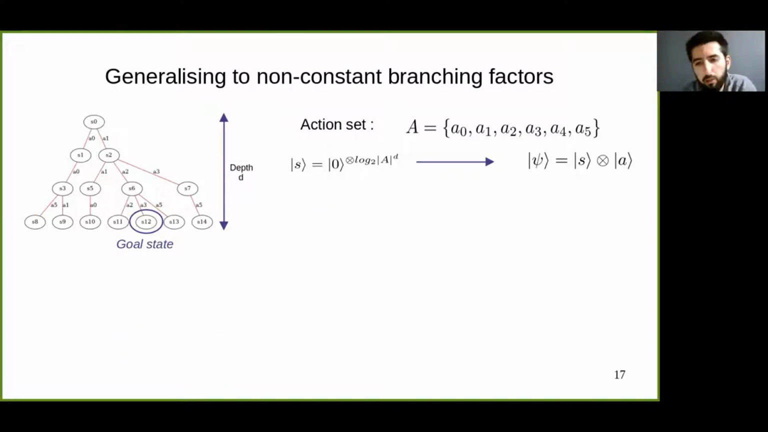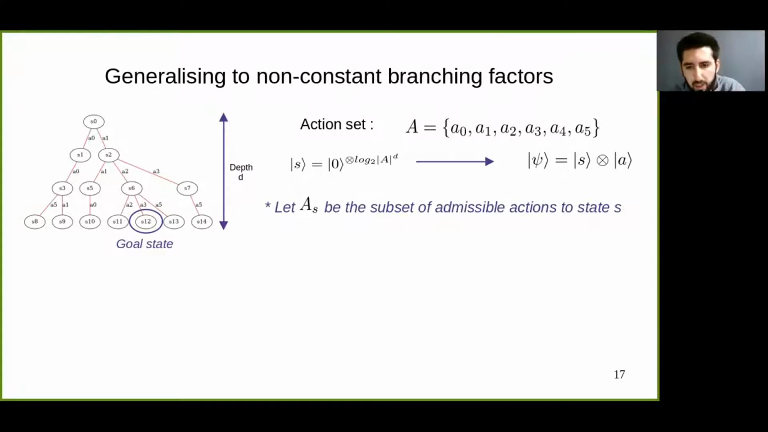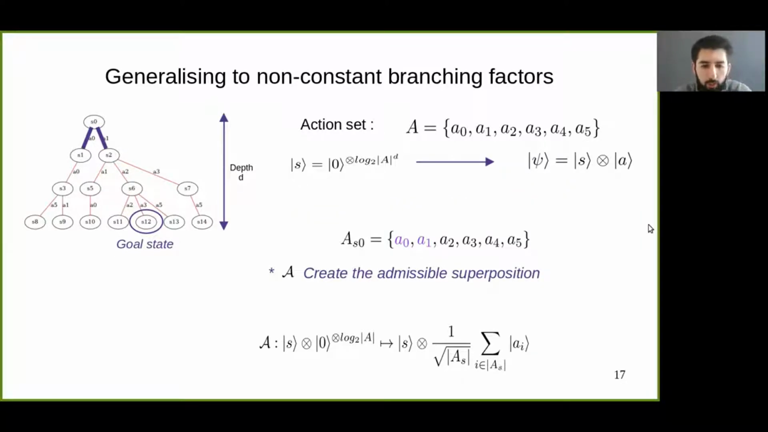Now, how can we create the superposition over the set of admissible actions to a given node? Let A sub s be the subset of admissible actions to a state S. We can see in the tree on the left that for the node S0, the admissible actions are A0 and A1. And so we can build a quantum operator A that receives the current node and an action register initialized in the ground state, and maps that action register to the uniform superposition over the set of admissible actions conditioned on the current node.